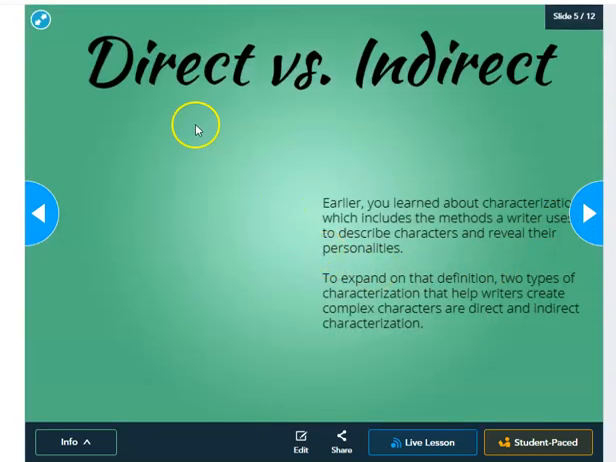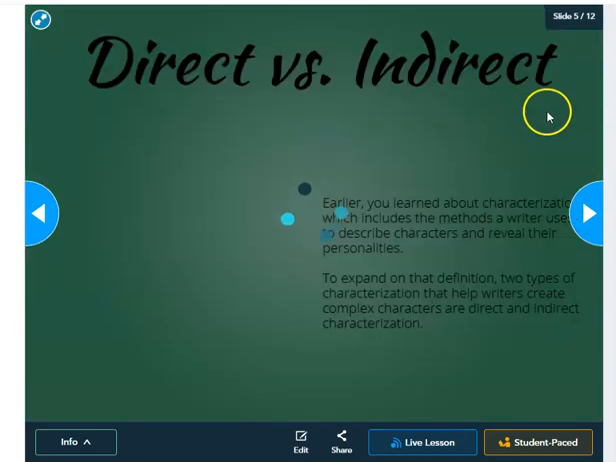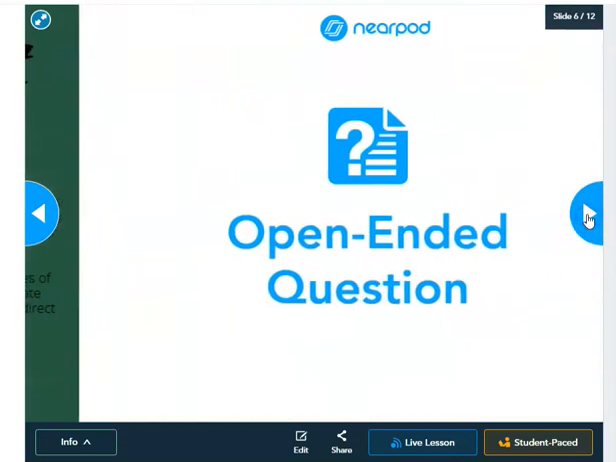On our next slide, again talking about direct versus indirect characterization, it says earlier we learned about characterization, which includes the methods a writer uses to describe characters and reveal their personalities. To expand on that definition, two types of characterization that help writers create complex characters are direct and indirect characterization. So we're going to be practicing with these on the next few slides.